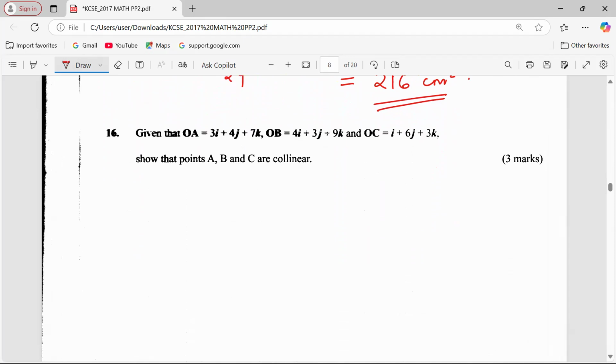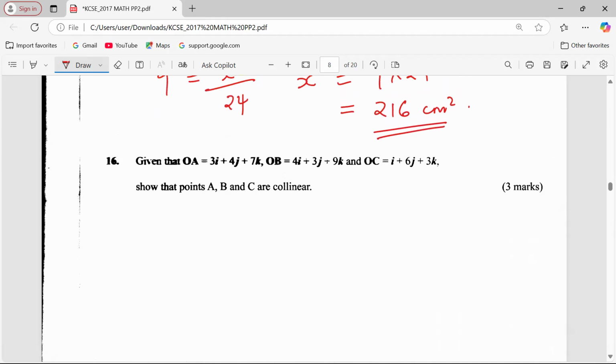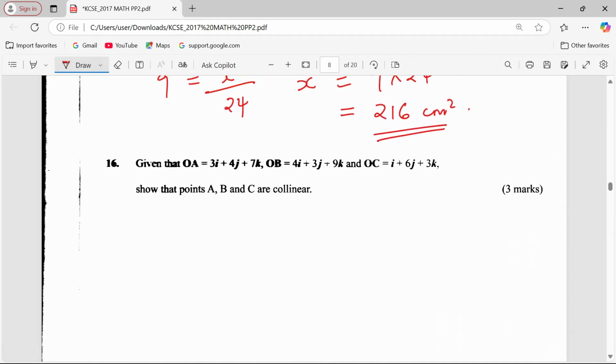And finally, we have number 16 here, which talks of, given the vector OA equals to 3i plus 4j plus 7k, and OB equals to 4i plus 3j minus 9k, or that is a plus. I don't know the scanning well there. This can even be a plus. So we will check whether it is a plus.